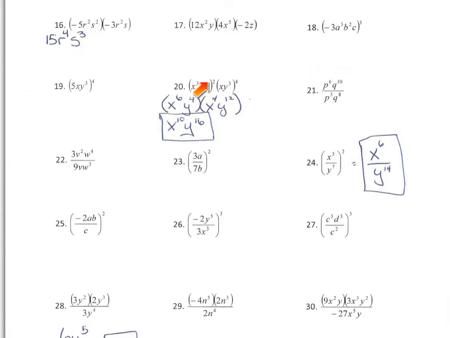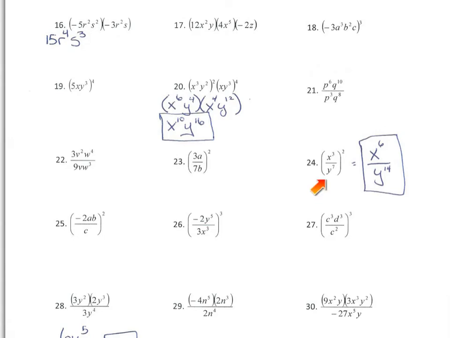Number 20, the very first thing I have to do is square the first term and raise the second term to the 4th power. When I raise a power to a power, I multiply. 3 times 2 is 6. 2 times 2 is 4. 1 times 4 is 4. 3 times 4 is 12. Now I still have these two terms. When I multiply these two terms, I add exponents. So the same base x, 6 plus 4 is 10. The same base y, 4 plus 12 equals 16. So it's x to the 10th, y to the 16th.